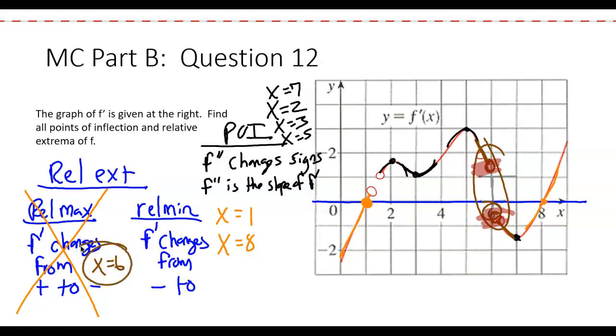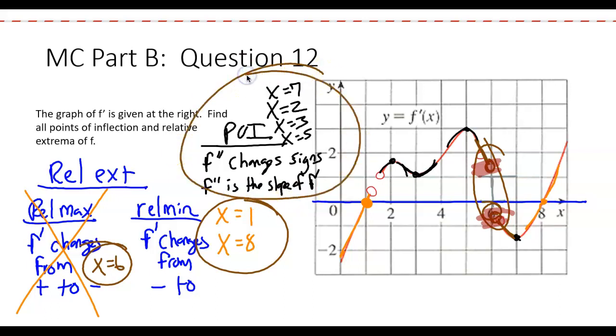So we have a relative max at x equals 6, two relative minima at 1 and 8, and then we have a ton of points of inflection. So anytime the first or the second derivative goes from positive to negative or negative to positive, you get a relative extrema. And anytime the second derivative changes from positive to negative, you get a point of inflection. On this graph, f prime changing means it goes from below to above the x-axis, and for the slope changing, that's when f double prime changes its signs. So let's go ahead and move along here.